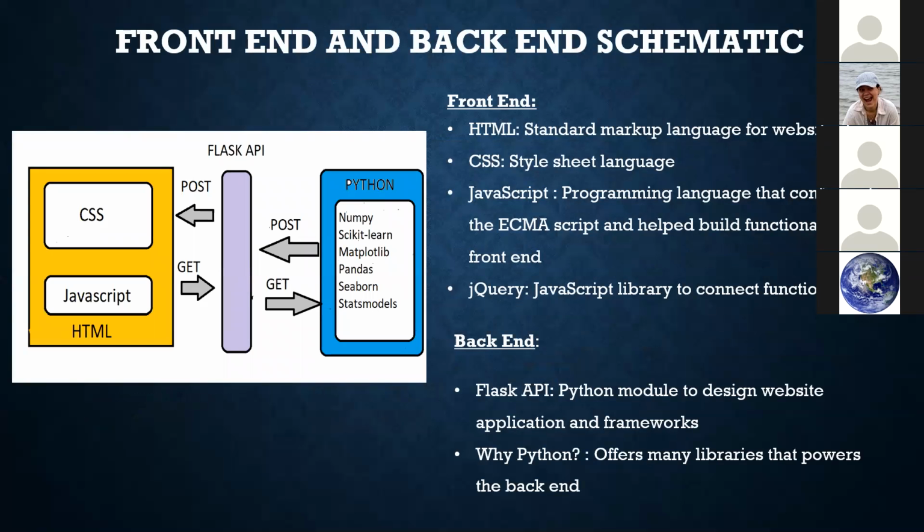So, the front end and the back end schematics. If you can see my mouse, the HTML and CSS and JavaScript are the front end, and we use JavaScript and jQuery for the functionality of the front end. Then we use the API system Flask to make GET and POST requests to the back end, which uses Python and Python libraries to power it. The main reason we use Python is because Python offers so many libraries for data visualization and also machine learning algorithms.